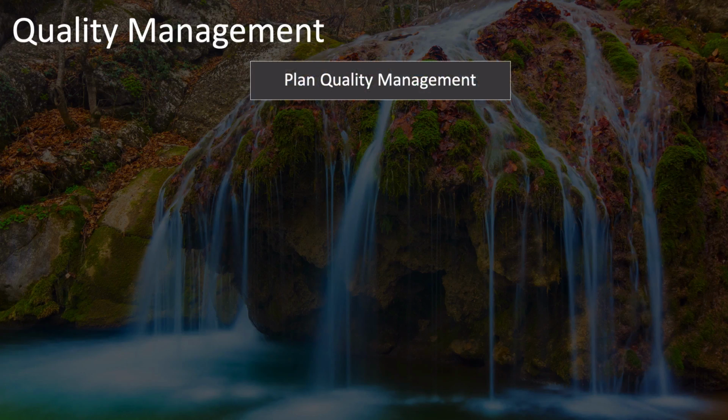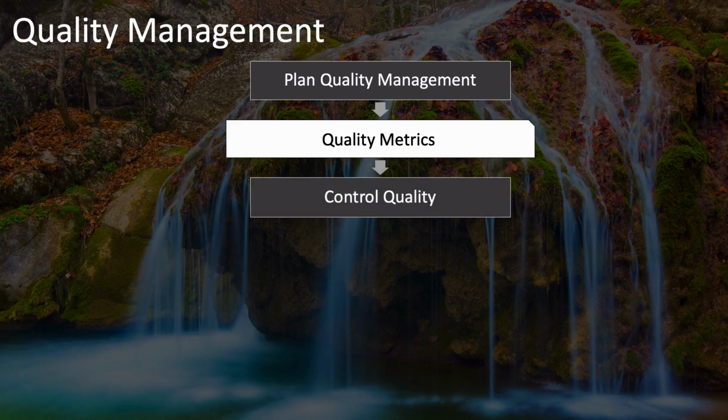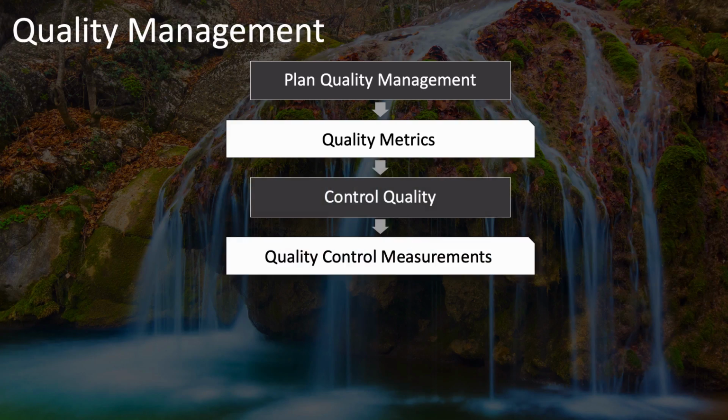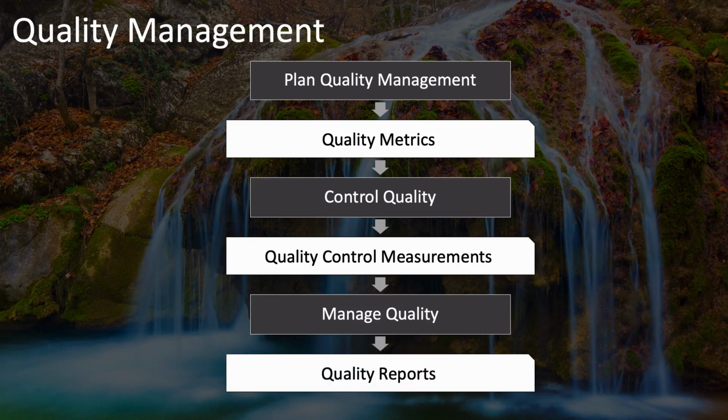First, we have plan quality management, which outputs your quality metrics, which are used by the control quality process to measure and create quality control measurements, which are then used by the manage quality process, which in turn generates quality reports. Notice that this flow goes from planning, skips execution, and goes over to monitoring and controlling, and then loops back into the executing process group, going from plan quality management to control quality to manage quality.